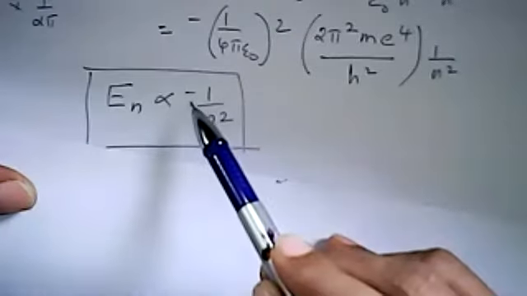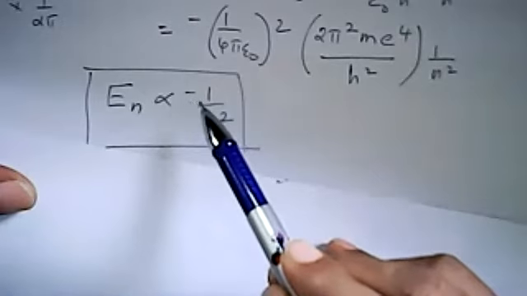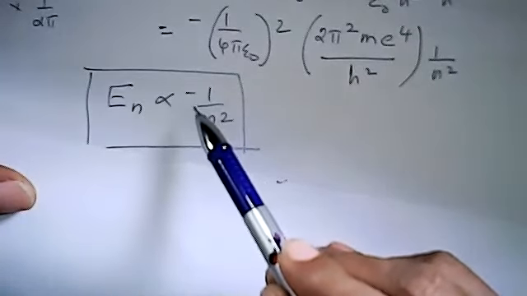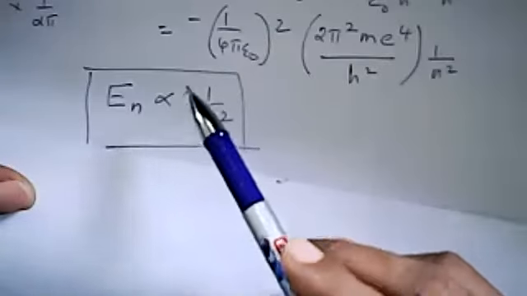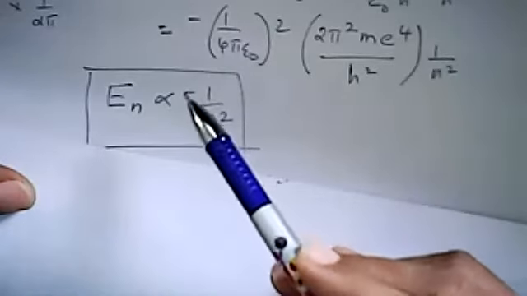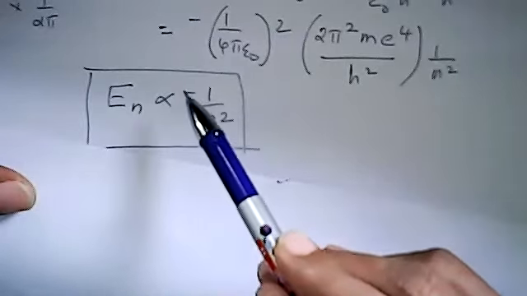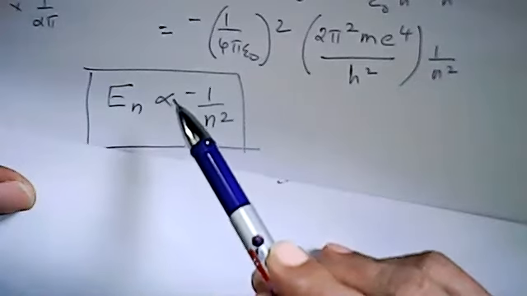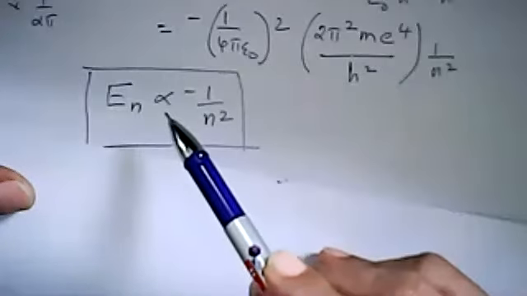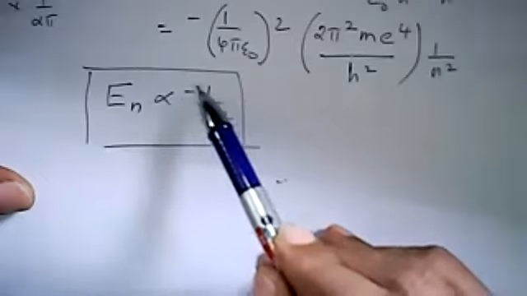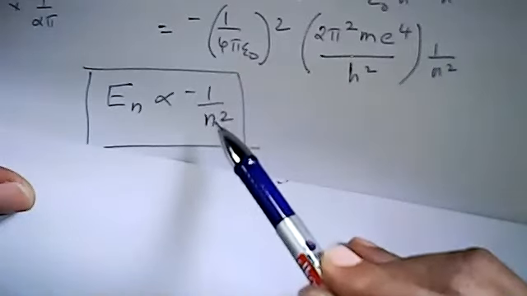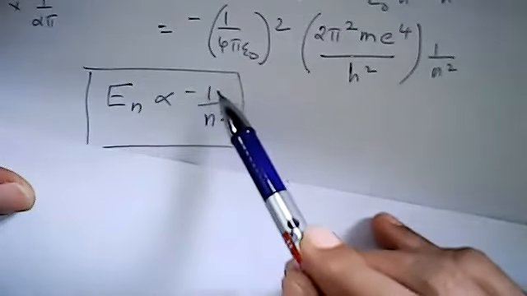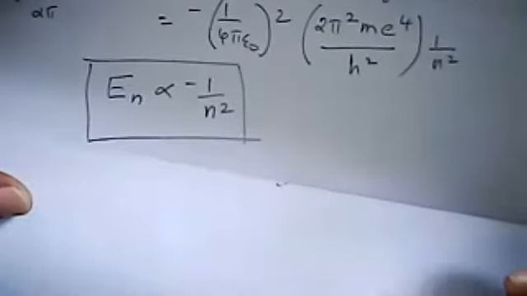Okay. Minus 1 by n square. What does this minus sign show? The minus sign shows the electron is in the attracted condition. It shows attraction by the nucleus. So the minus sign shows attraction, and this is the magnitude. So En is proportional to minus 1 by n square.